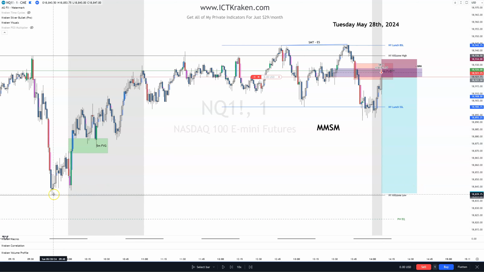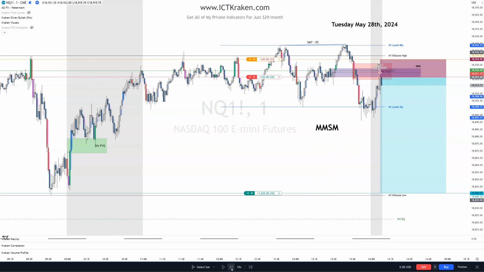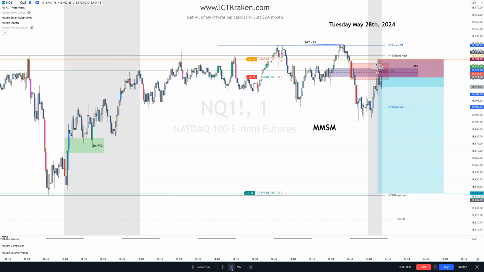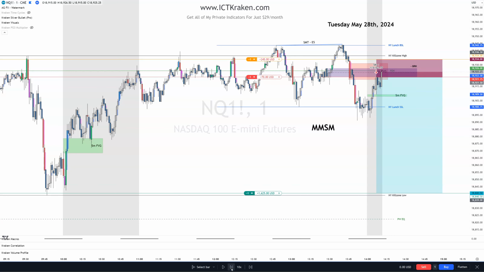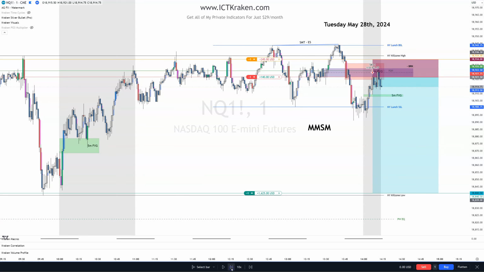What am I aiming for? The low here. All right, let's do this right here. Okay, it's hitting the breaker. It's in the 5-minute fair value gap. It's an order block here. I like it. Let's dance. Not a huge fan of that. I want to see a reject. There you go. That's better.